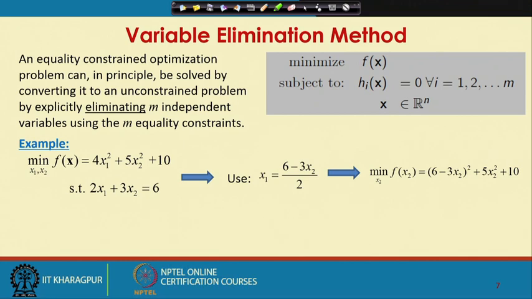So, let us now take an example and clarify this. So, we will take an example of two variables: minimize the function 4 x1 squared plus 5 x2 squared plus 10 subject to one equality constraint 2 x1 plus 3 x2 equal to 6. So, let us look at the objective function.